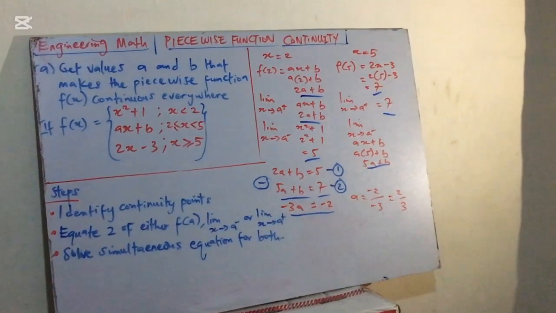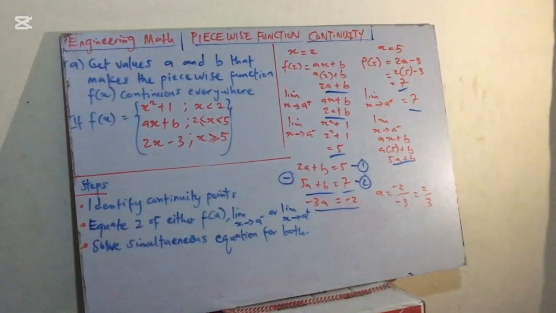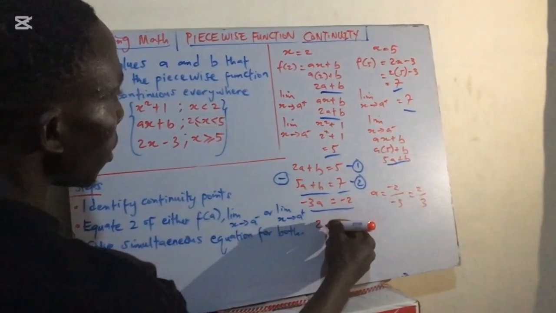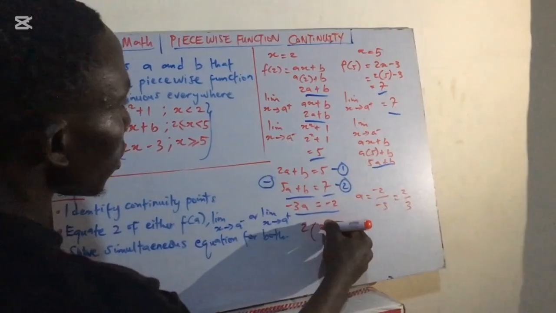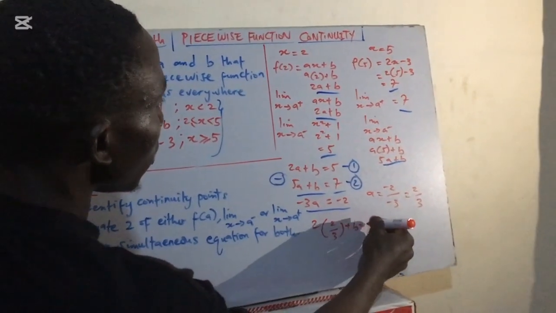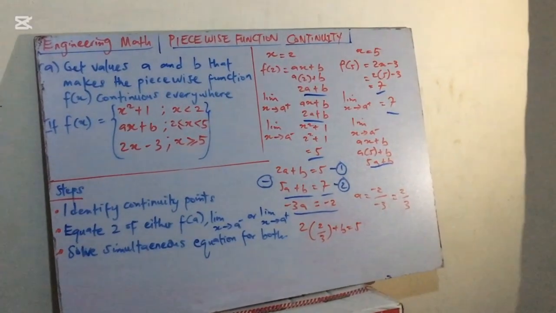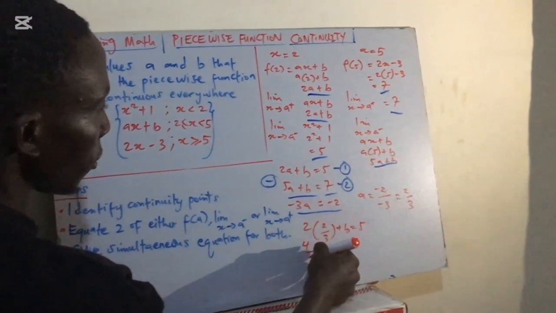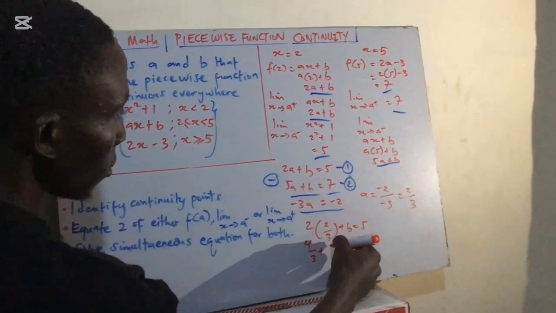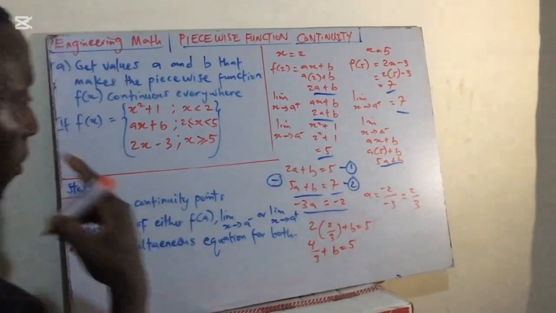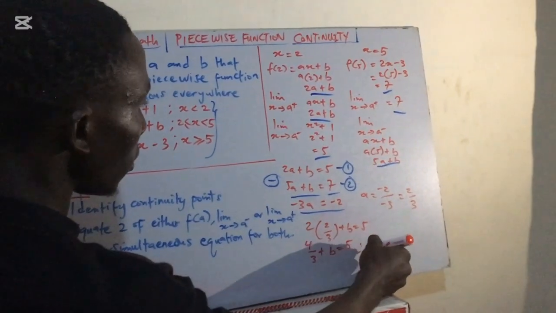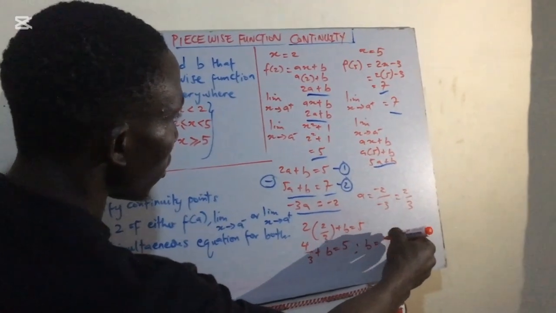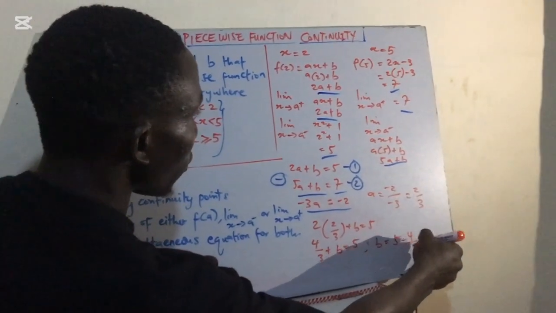Now, what remains, we have gotten our a as 2 over 3. I will just insert a into any of the equations and get my b. So I'll just say 2 into brackets 2 over 3 plus b is equals to 5. Now, I'm using equation 1. So multiply, 2 times 2 is 4 over 3 plus b equals to 5. Now this 4 over 3 can come to the other side and become minus 4 over 3. So we have b equals to 5 minus 4 over 3.